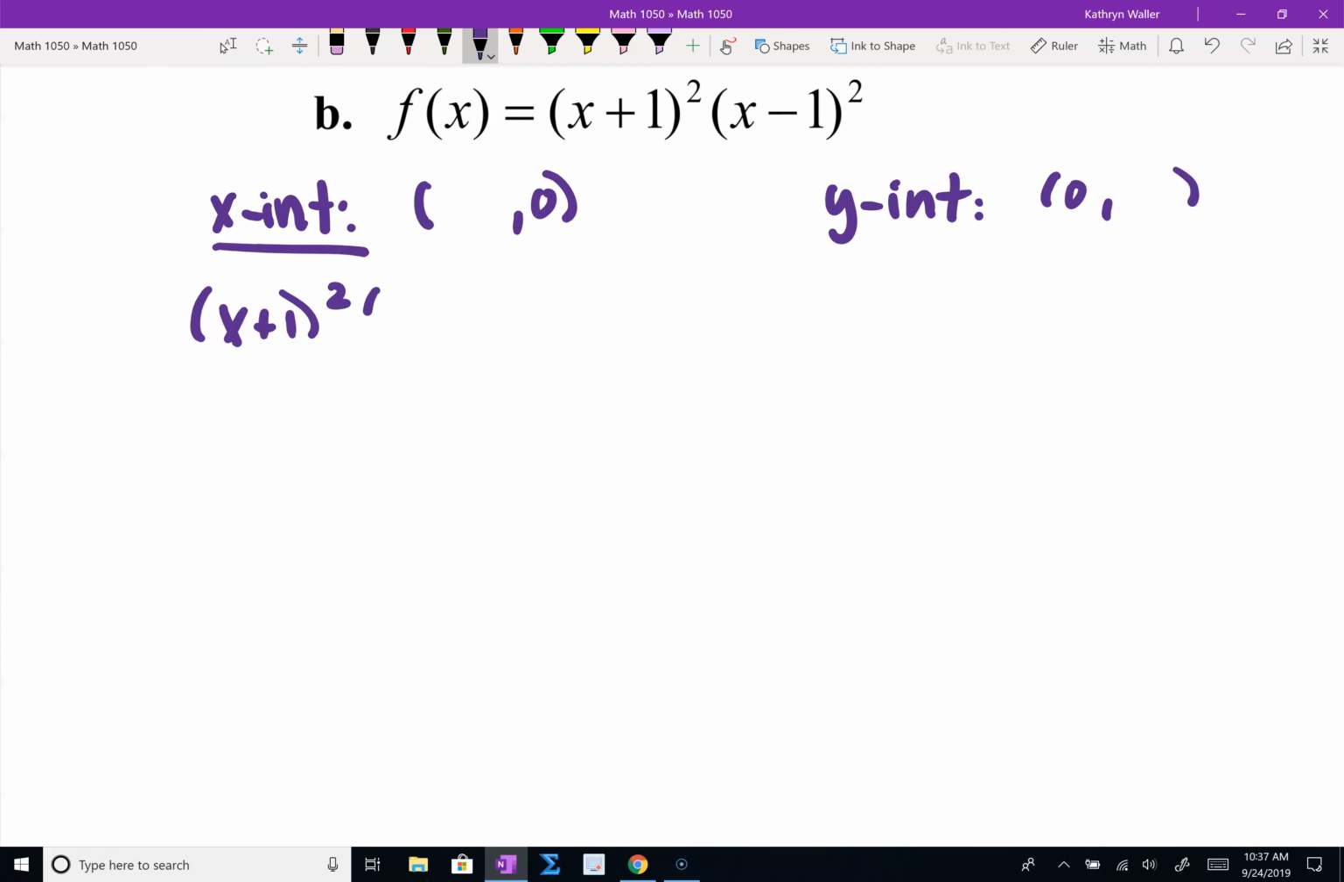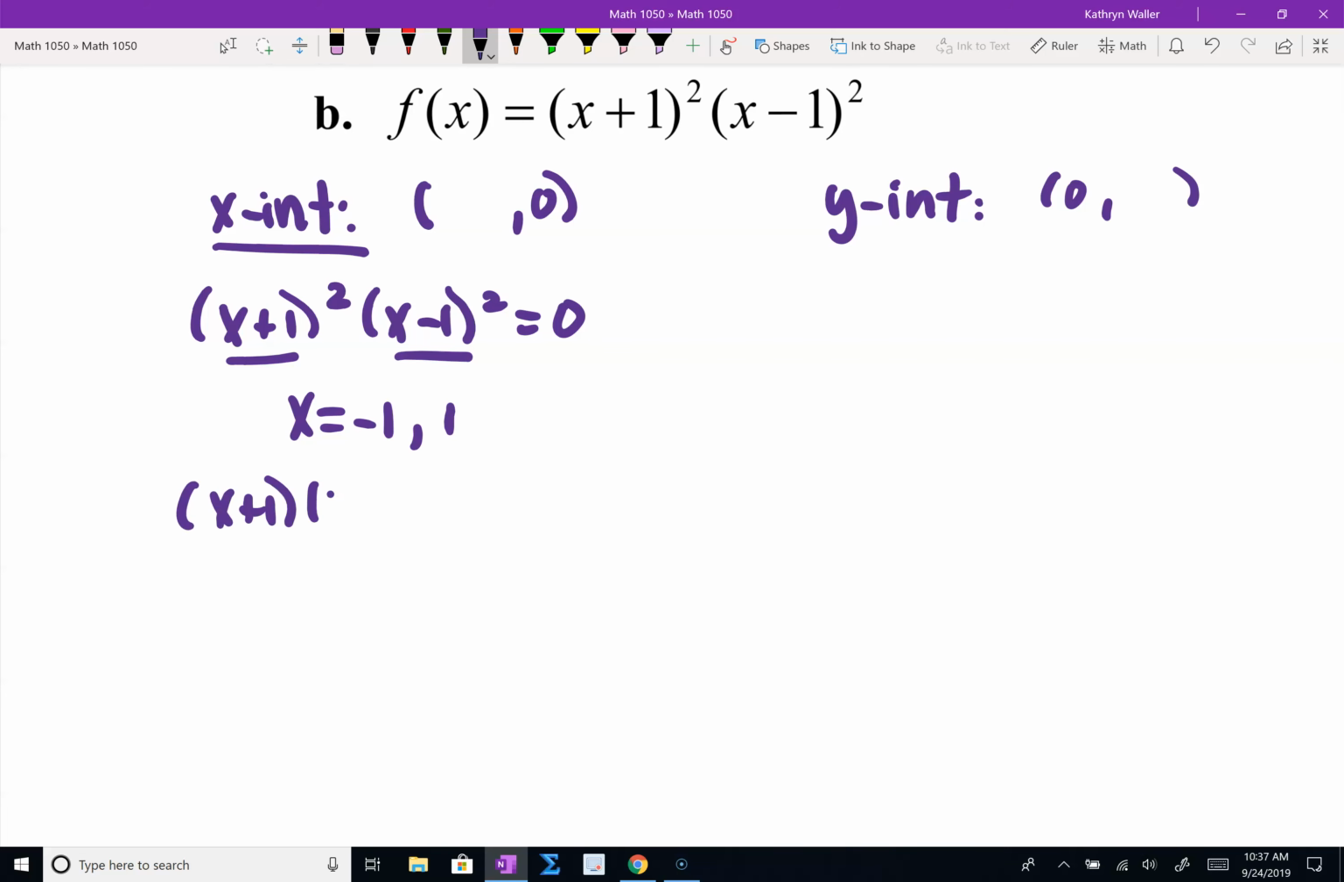Write this down underneath it for me. (x plus 1) squared times (x minus 1) squared equals 0. I set my y equal to 0. So if I set that equal to 0, I get x equals negative 1. I set that equal to 0, I get a positive 1. People get a little panicked about the exponents, okay?